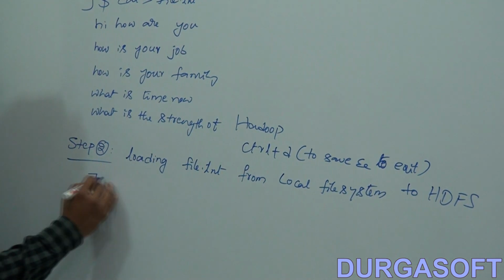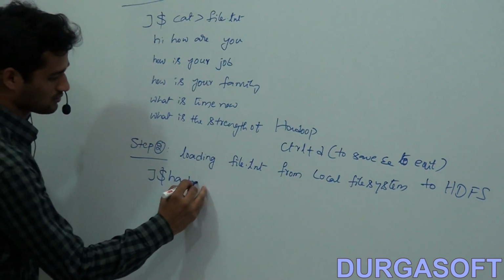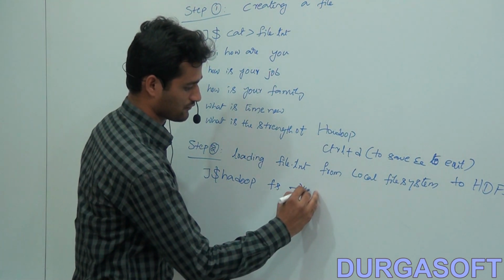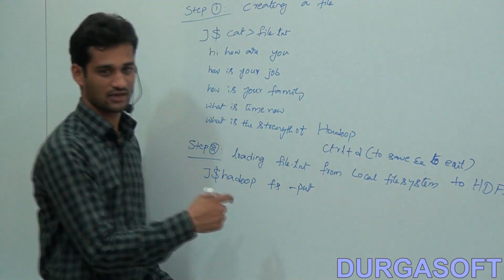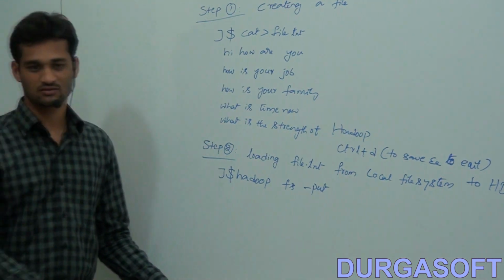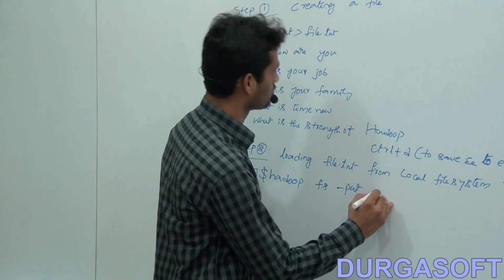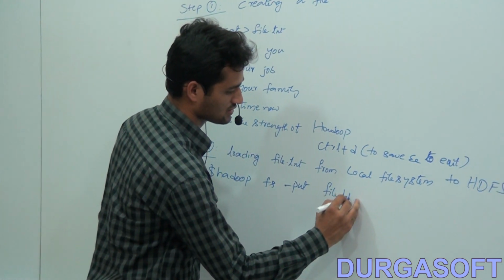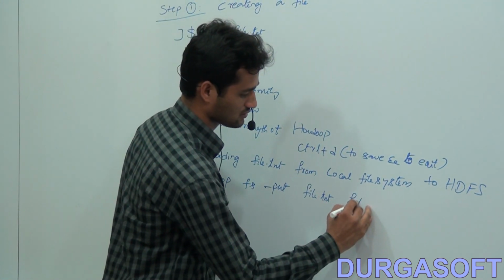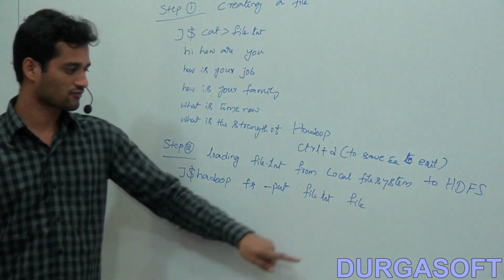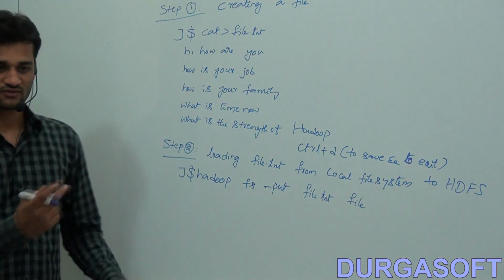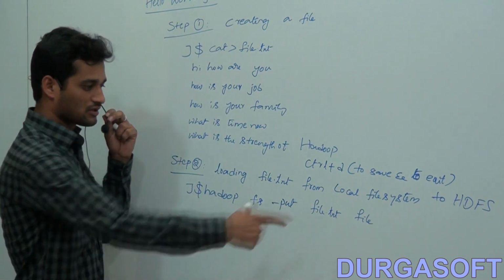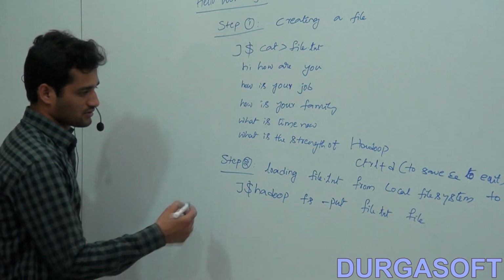So how to load that file? hadoop fs -put, or else you can use -copyFromLocal, or else you can use -moveFromLocal also. I'll give the file name here: file.txt. And I'll give some file name in HDFS, as file. Now this will be taken as your HDFS file name. Content will be just copied into this file, but the file name is file only. This is the second step.